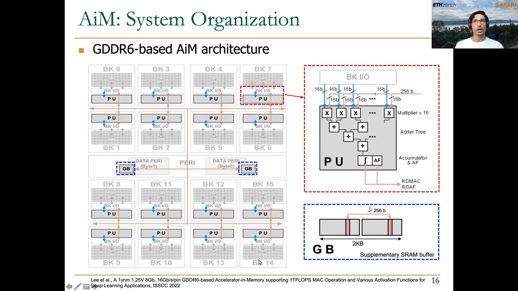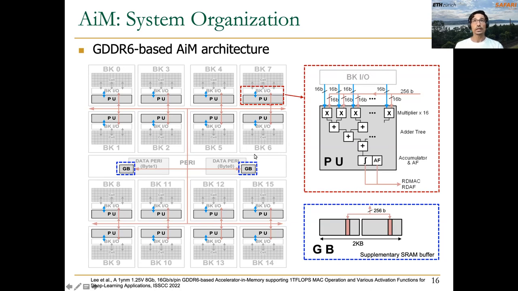And here you can see another view of the layout of this AIM architecture, where you can identify the different banks, each of them with its own processing unit, this processing unit containing an array of multipliers and then a tree in order to perform reduction operations.